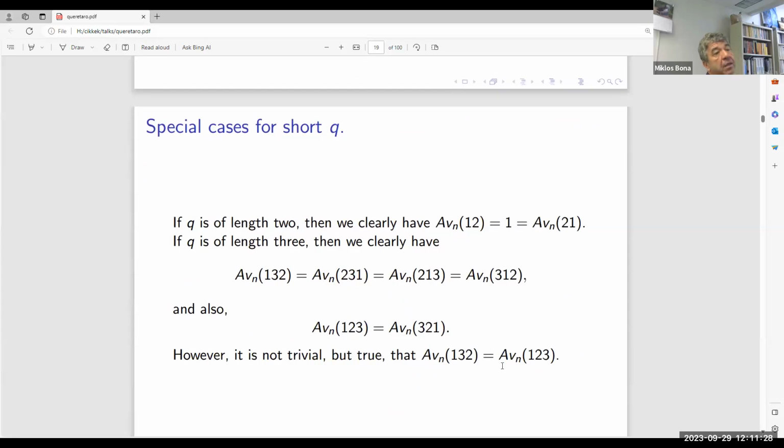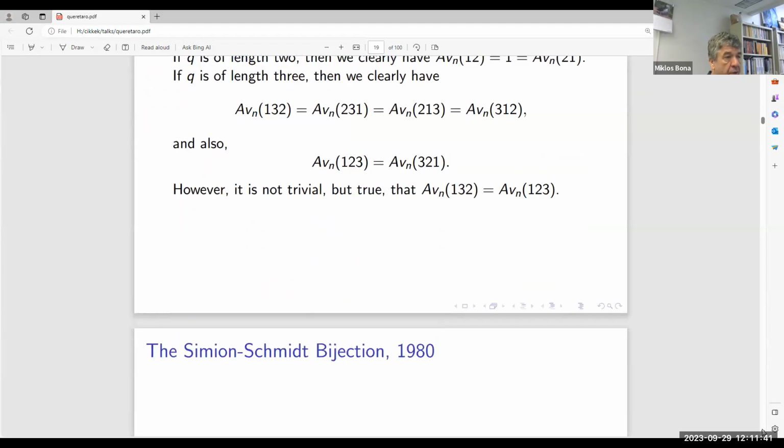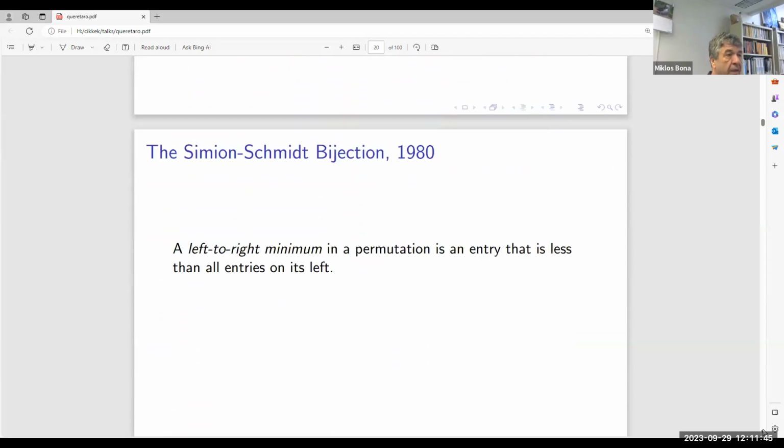That those two are equal is not trivial. That's the first non-trivial result of the subject, but it's true. Now, I will show how to do it because it will be helpful later, and also it shows what the early methods were in this field. So this is due to Rodica Simion and Frank Schmidt from 1980. And again, it will come in handy later.